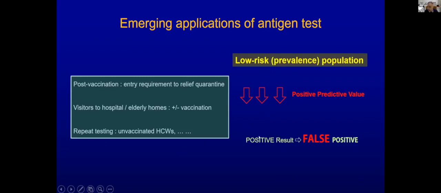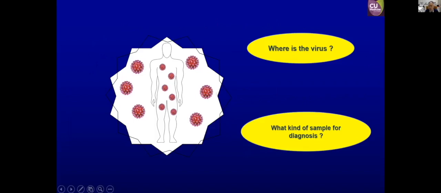So we need to be aware of false positives in these people, and we want to have an algorithm to manage those positive results, bearing in mind that there could be false positives. Sometimes when you apply this test to this kind of low prevalence population, the chance that you have a false positive is actually higher than a true positive. So this is the thing that we need to prepare for when we apply antigen tests in such situations.